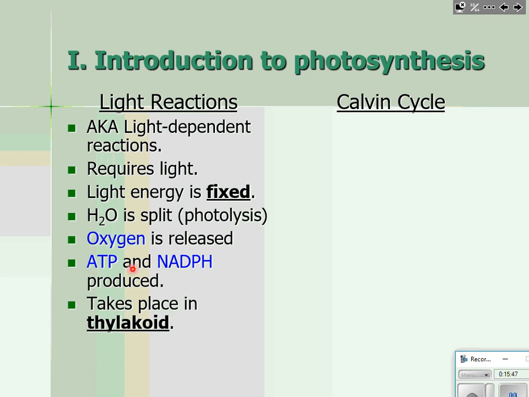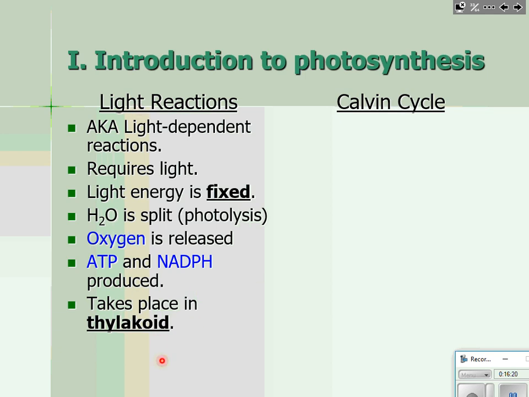But ATP and NADPH are chemicals that store energy. They are energy storage molecules. So the whole point of the light-dependent reactions is to convert light energy into chemical energy. And these two molecules, the ATP and the NADPH, are going to store that energy until it can be used later in the Calvin cycle.